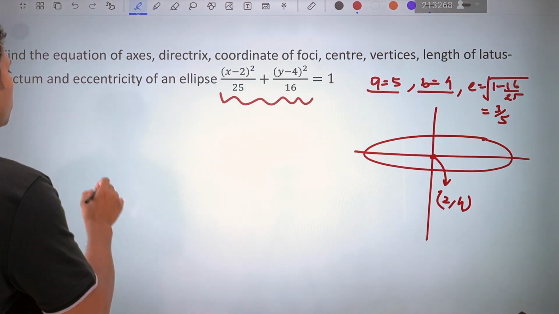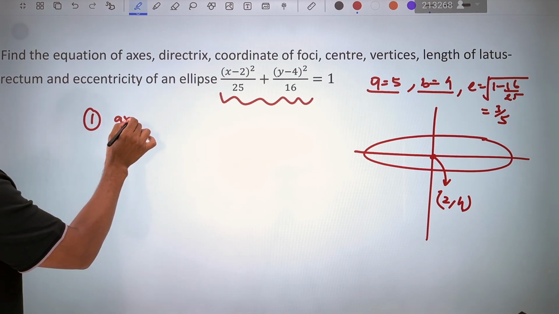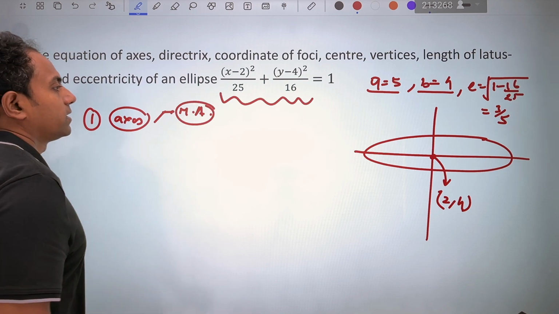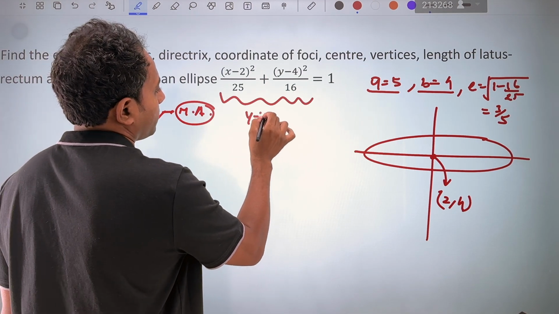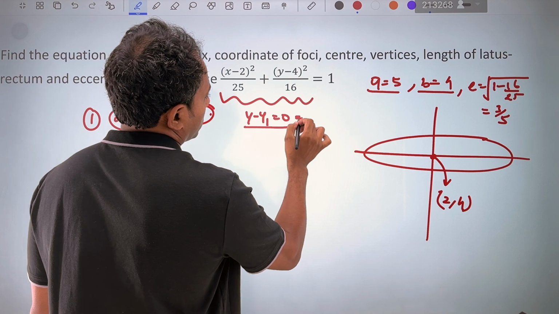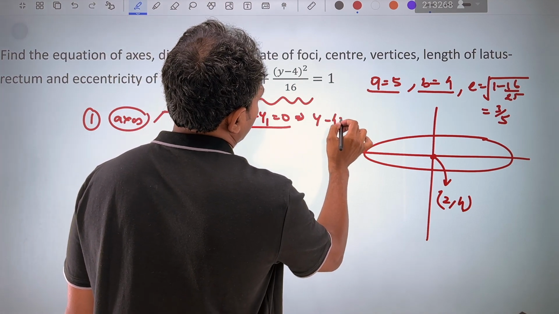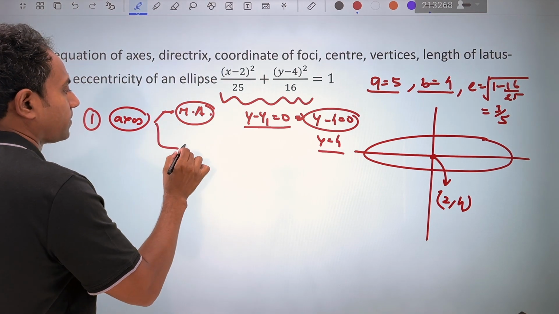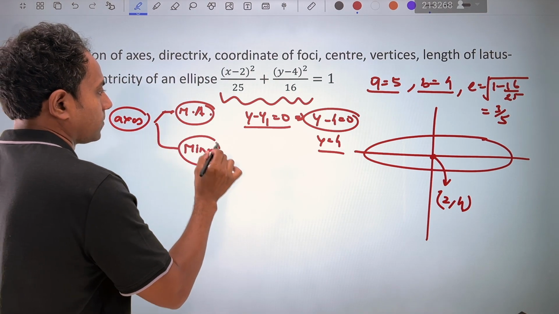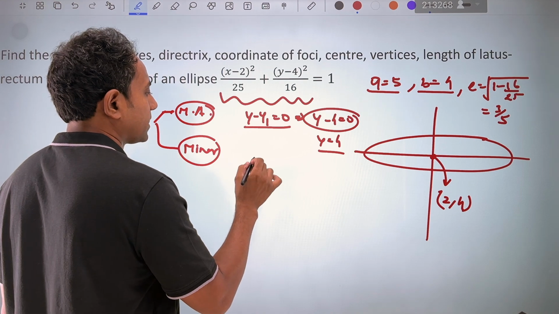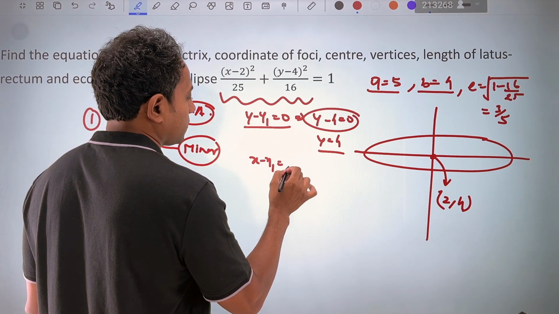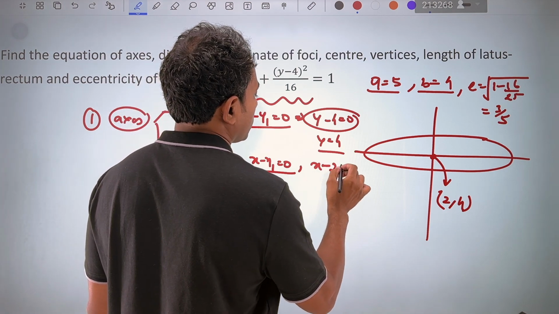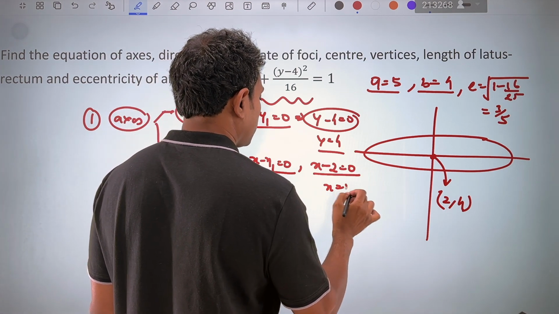So now if they are asking me first thing, that is axis. The major axis was earlier y is equal to 0. So now it will become y minus y1 equal to 0. Correspondingly, this becomes y minus 4 equal to 0, or y is equal to 4. If I want to find the minor axis, you can see that earlier the answer was x equal to 0. So it will become x minus x1 equal to 0. Here x1 is nothing but 2, so x minus 2 is equal to 0, ultimately x equal to 2.